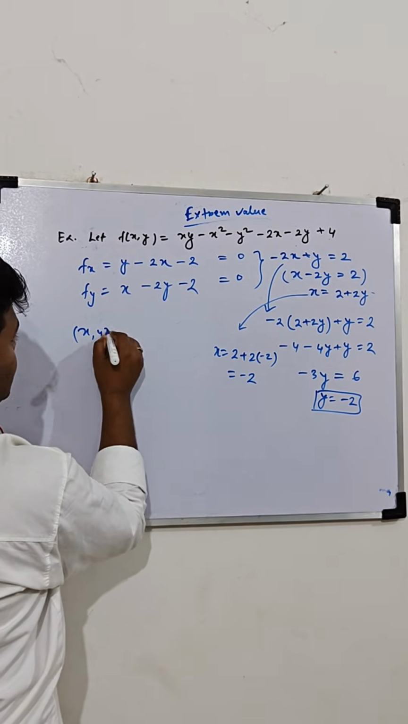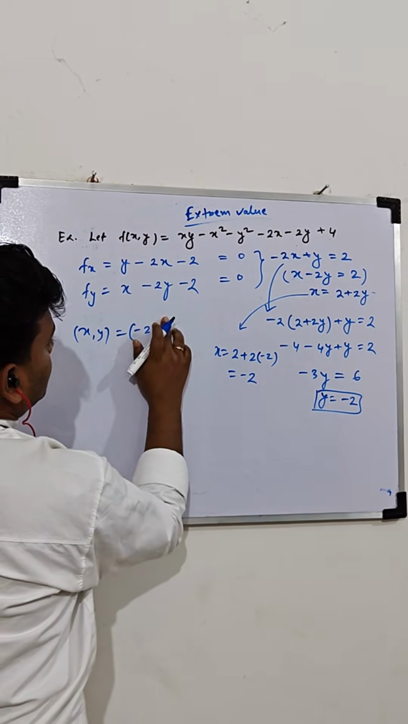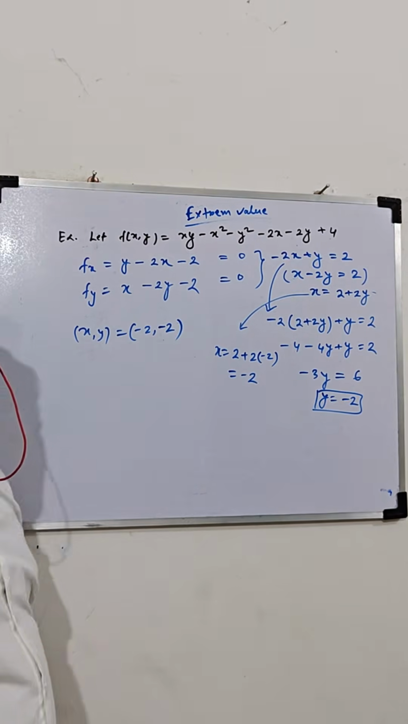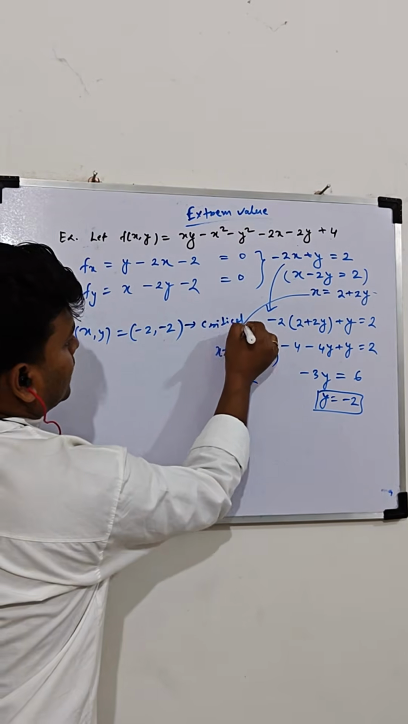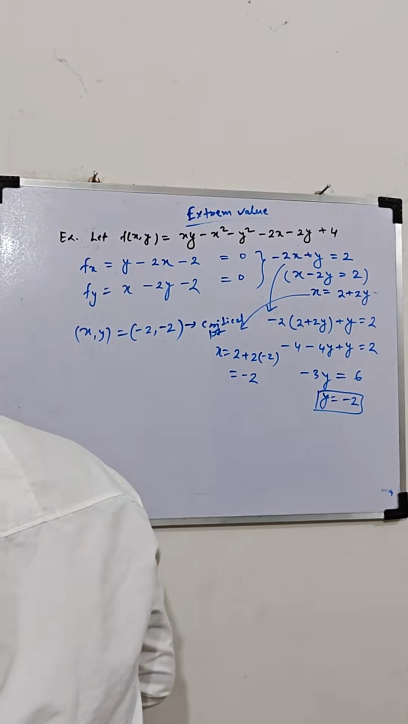So x comma y, we get minus 2 comma minus 2. So minus 2 comma minus 2 is the critical point. So this is the critical point. So we get only one critical point.